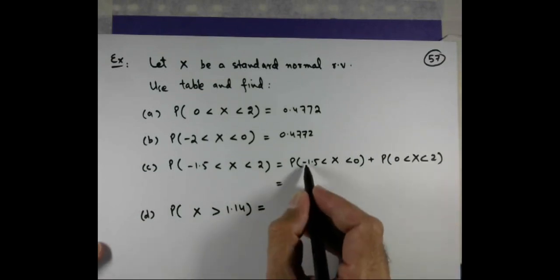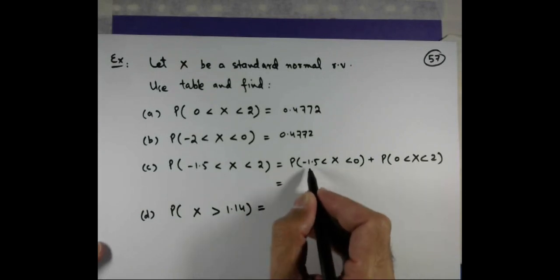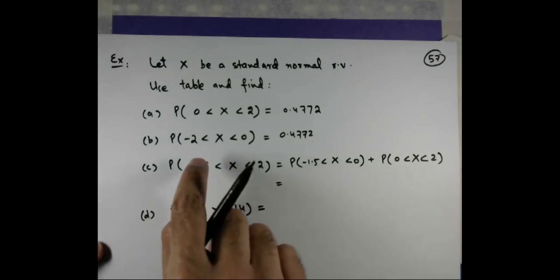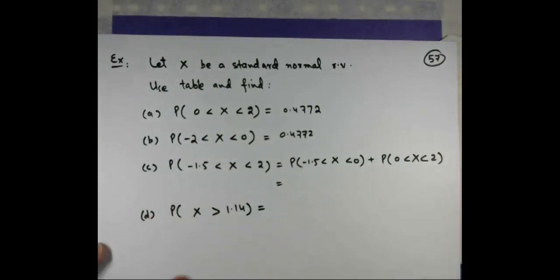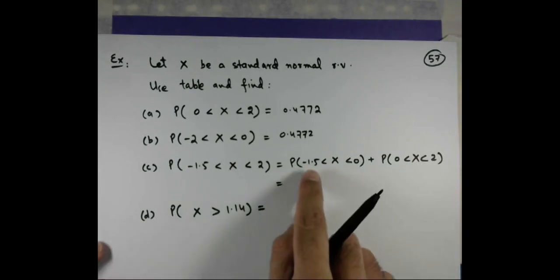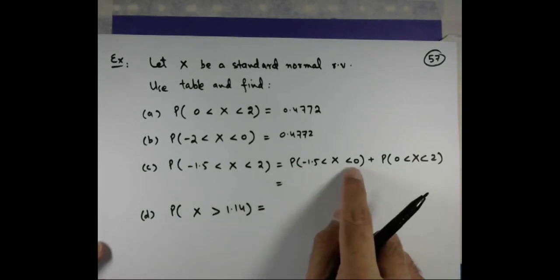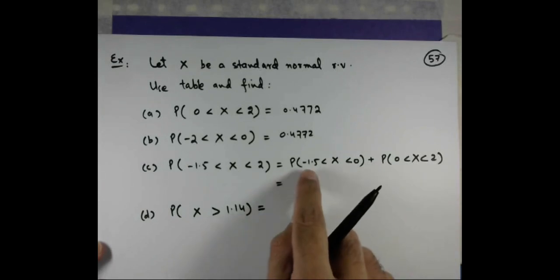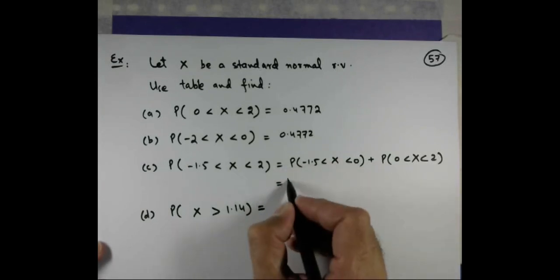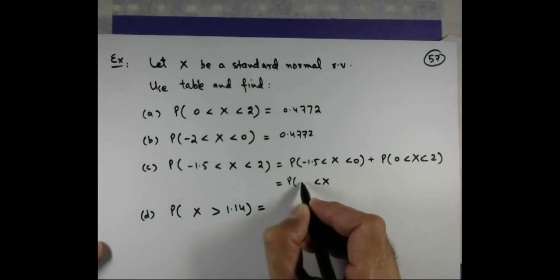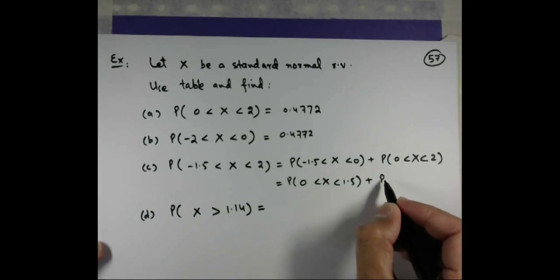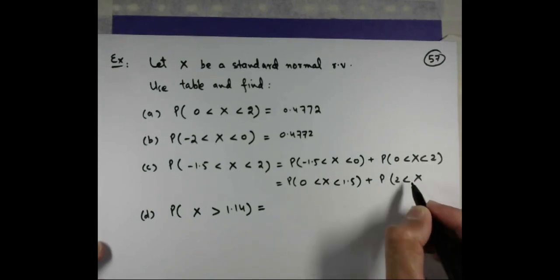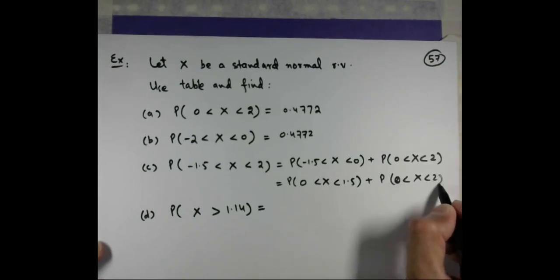You can always write it as the probability that x is greater than 0 and less than 1.5, plus 1.5. You see this one, 0 to 2, is exactly equal to -2 to 0 because of symmetry. So between -1.5 and 0 is exactly equal to the probability from 0 to 1.5. So I can write it as the probability that x is greater than 0 and less than 1.5, plus the probability that x is greater than 0 and less than 2.